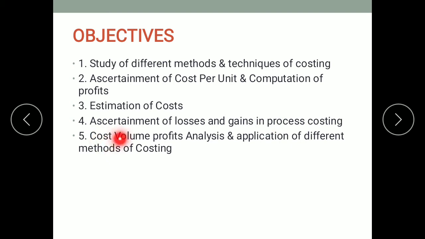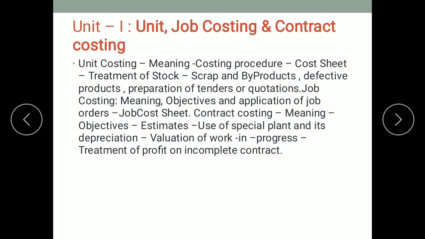And finally, the cost, volume, profit analysis and application of different methods of costing. So it is all about marginal costing, how we use costing in order to find out different levels of sales or desired profit, and all that we will be learning here. So let's start with the first unit.